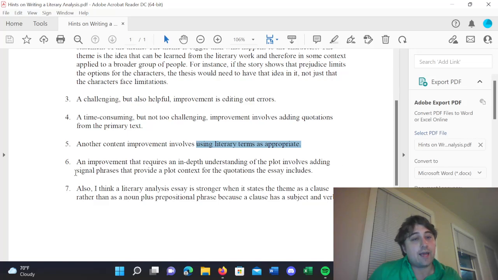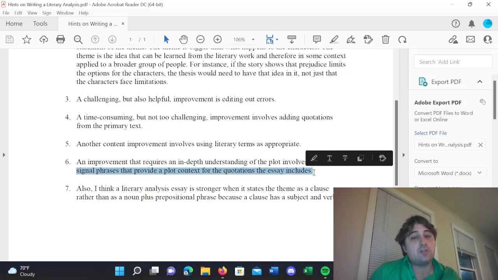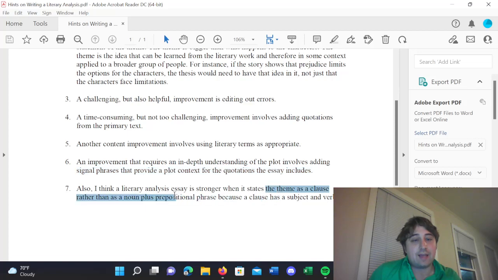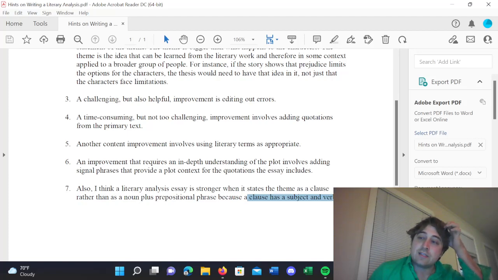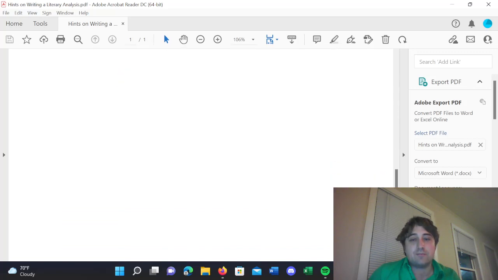All right. You also want to add signal phrases that provide plot context for the quotations. So those are those full sentence signal phrases that could go before the quotation to give the quotation contextual information for the reader. And also, if it states the theme as a clause rather than a noun, plus a prepositional phrase, that's better. The clause has a subject and a verb. So it's better to say innocence is fragile. It's better to say that than to say the fragility of innocence.